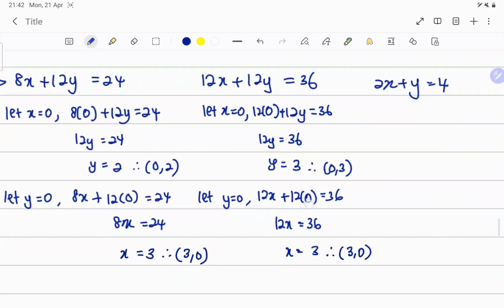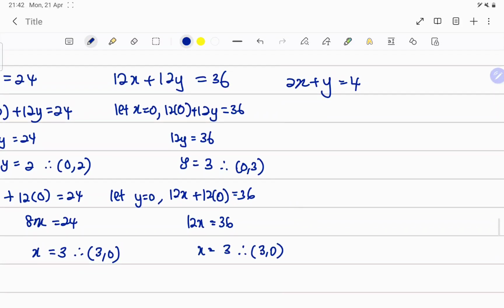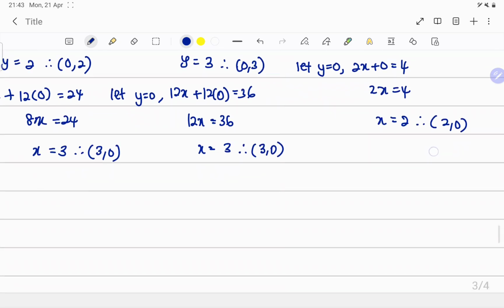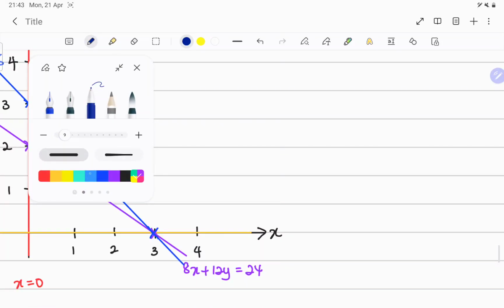Now we proceed to the next one, the last one, which is 2x plus y. So you let x equal to 0, then you will get y equal to 4. So one coordinate that you will find here is 0, 4. And another one, you let y equal to 0, then you will get 2x plus 0 equal to 4, 2x equal to 4, x will be equal to 2. So you get one coordinate, which is 2, 0. So 0, 4 and 2, 0.